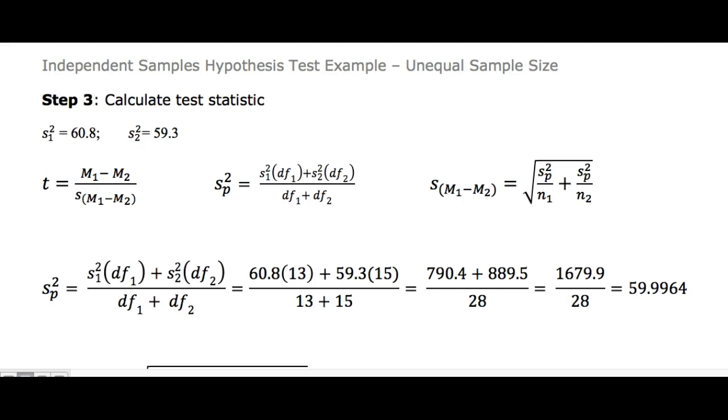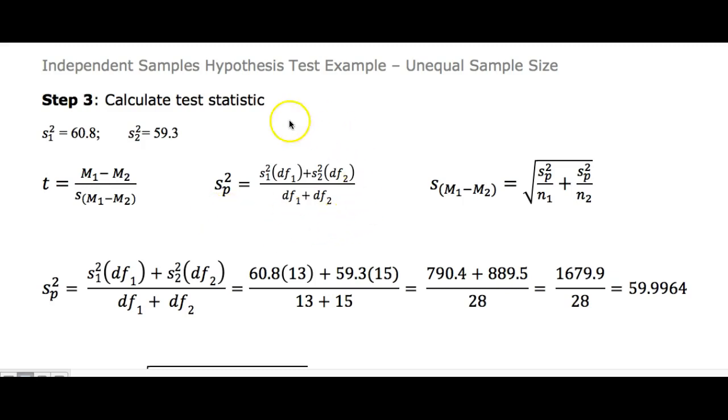Okay, this brings us to step 3, which is calculating the test statistic. But before we calculate the test statistic, we need to find the estimated standard error. But before we find the estimated standard error, we need to do the pooled variance because we're dealing with unequal sample sizes, right? Remember? So there's an extra step involved with unequal sample sizes. So before we can calculate estimated standard error, we have to find the pooled variance.